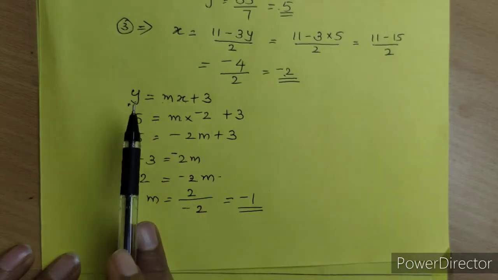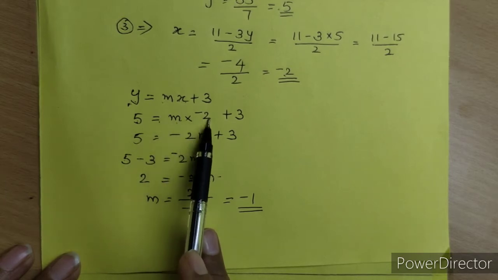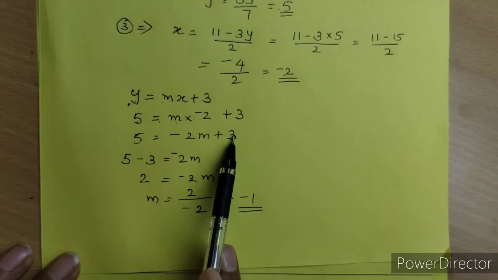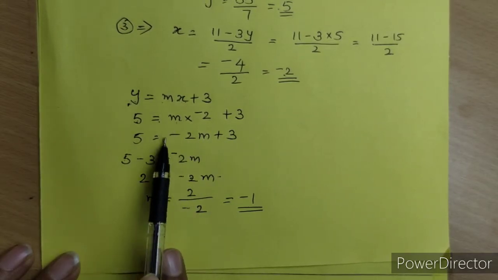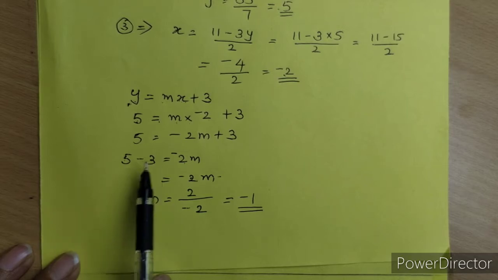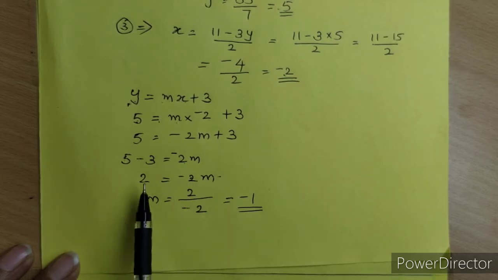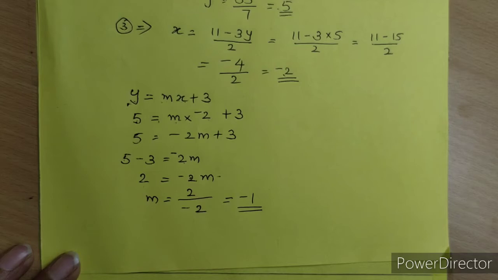So y is equal to mx plus 3 is given. Substitute the values of y and x in this equation. So 5 is equal to m into minus 2 plus 3, or 5 equals minus 2m plus 3. Bring this positive 3 this side. 5 minus 3 is equal to minus 2m, or 5 minus 3 is 2. 2 equals minus 2m. m equals 2 divided by minus 2, which is equal to minus 1. So m value is minus 1.